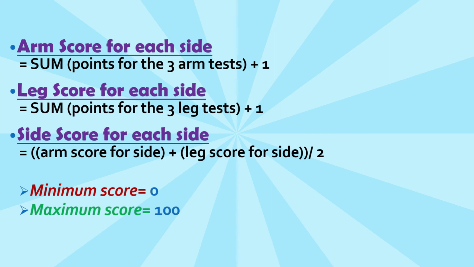Finally, after all the scores of the arm, leg, and grip have been collected on both sides, the data interpretation will first start with summing the points of the arm and grip scores of one side and adding 1. After that, the summation of the leg points of one side is added to 1, and finally the sum of the arm and leg scores of one side will be divided by 2. The minimum score is 0, while the maximum score is 100.